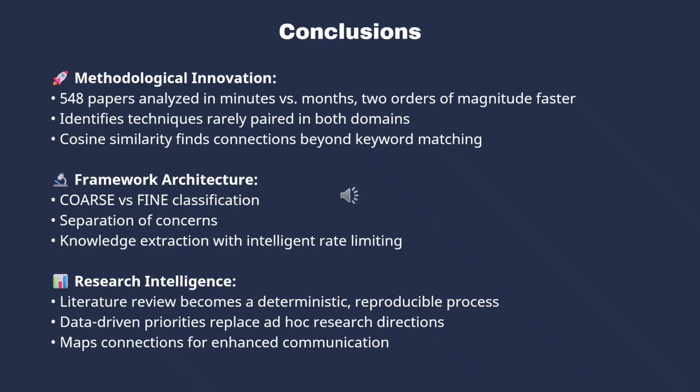Here are our conclusions. We analyzed 548 papers in minutes versus months, orders of magnitude faster. We identified techniques rarely paired in both domains. We used cosine similarity to find connections beyond keyword matching. We created a coarse versus fine classification tags. We used separation of concerns.